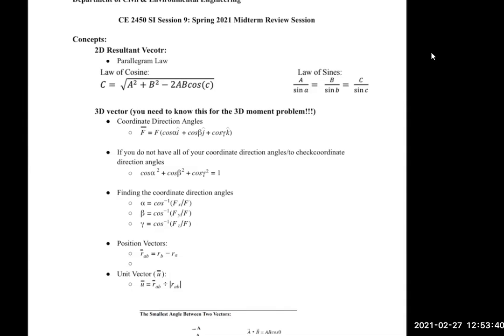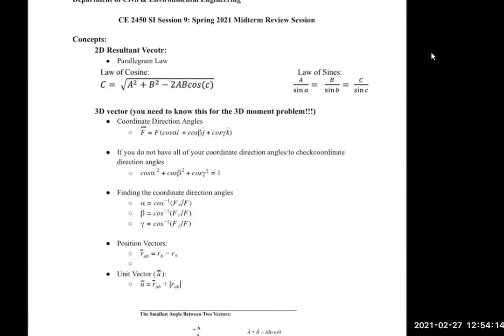Okay, position vector. Let's say this is position A and this is position B. If I want to find a position vector, simply take from where you started to where you ended. So r_AB is simply r_B minus r_A. This is useful for finding the unit vector. The unit vector is simply the position vector that you found divided by the magnitude of the position vector.